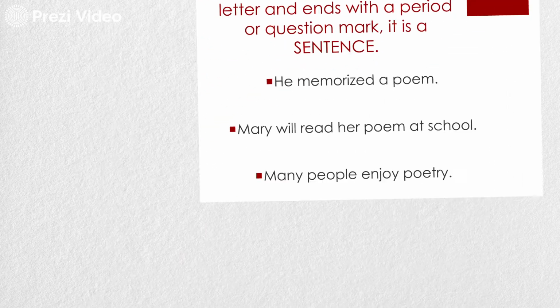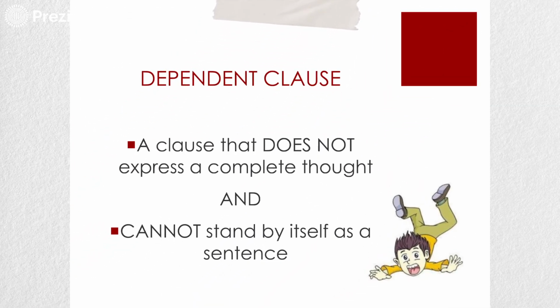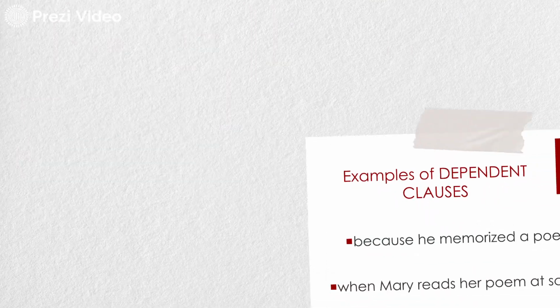And that is something you cannot do with a dependent clause. Because a dependent clause is a clause that does not express a complete thought, and it cannot stand by itself as a sentence. So I can't just capitalize the first letter and put a period at the end and have a complete sentence.